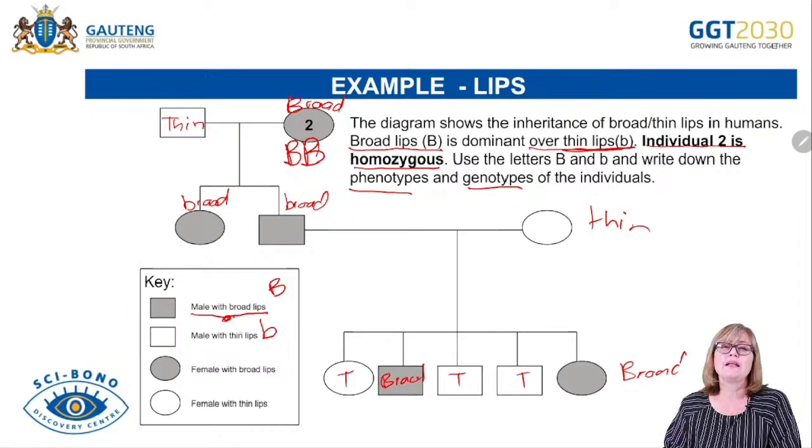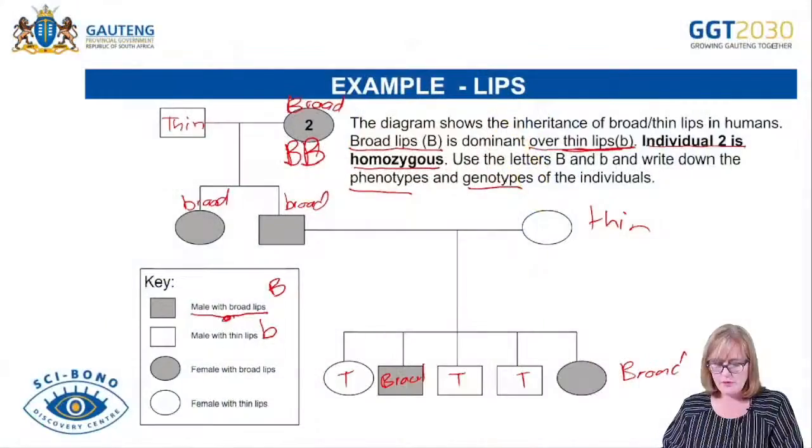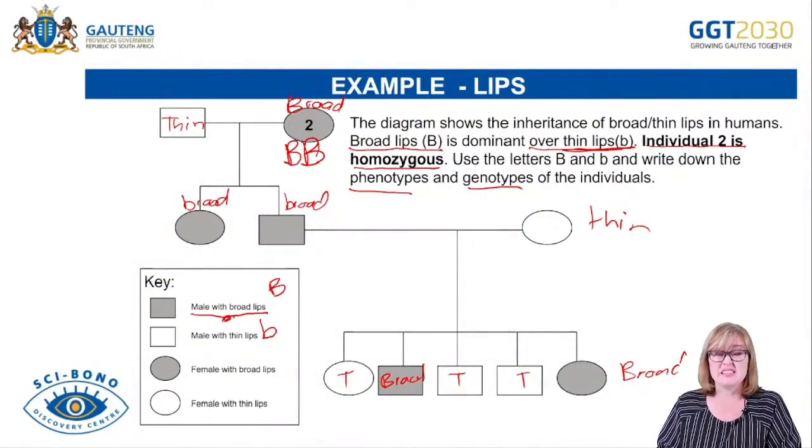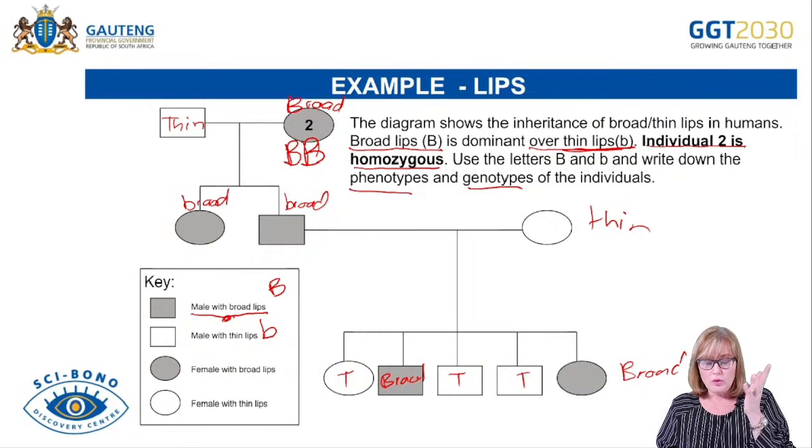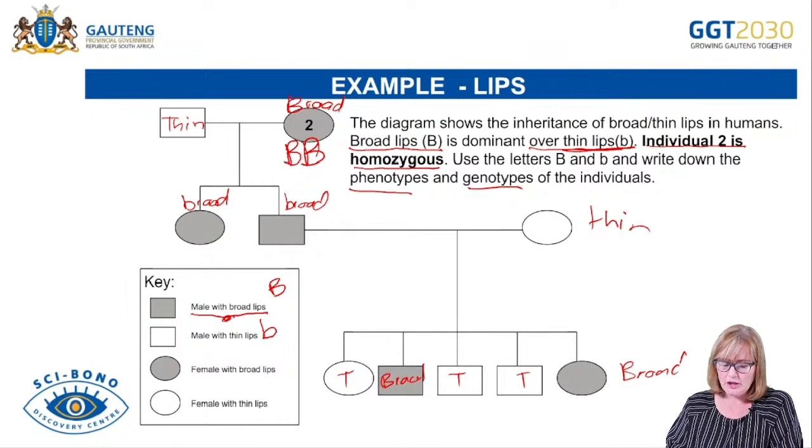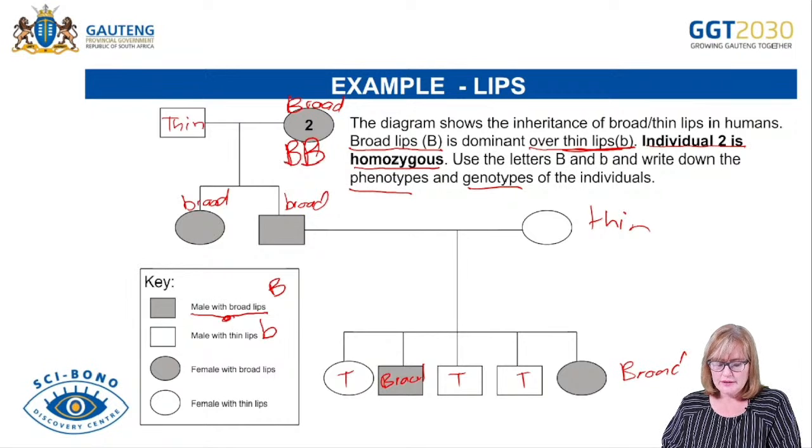Very easy. They won't give it to you like this in exams. They won't expect you to do all the genotypes and all the phenotypes. But I'm just doing it this afternoon just to show you the different possibilities and so on. All right, now we need to get to the genotypes, and that's the difficult part. Now we can work our way back. So, if a child is recessive, he's got the thin lips, it's very easy. It's small b, small b. So you do the recessive ones first, always, right?